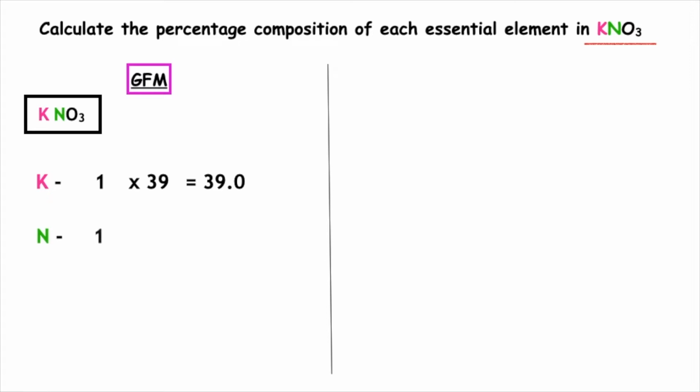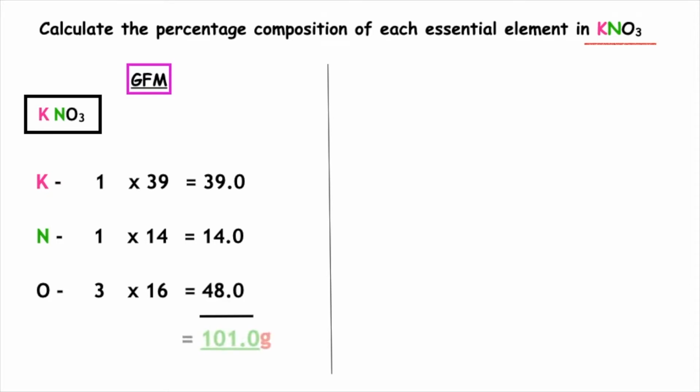Nitrogen, how many have I got in the formula? I've got 1 multiplied by the relative atomic mass, which is 14. 1 times 14 equals 14. Oxygen, how many have I got in the formula? I've got 3 multiplied by the relative atomic mass, which is 16. 3 times 16 gives 48. And when I add those up together, I get a GFM of 101 grams.